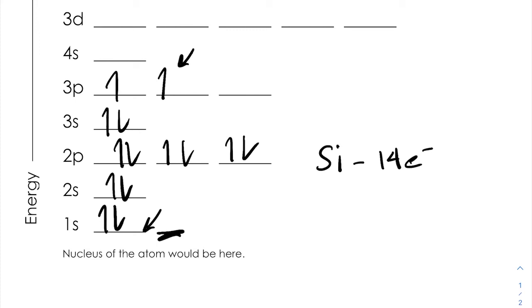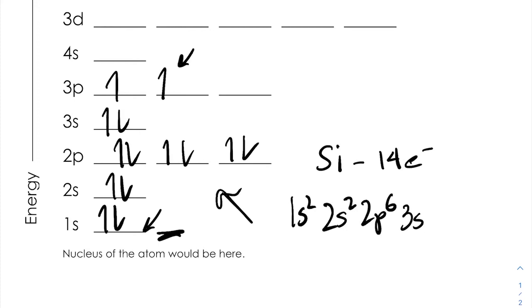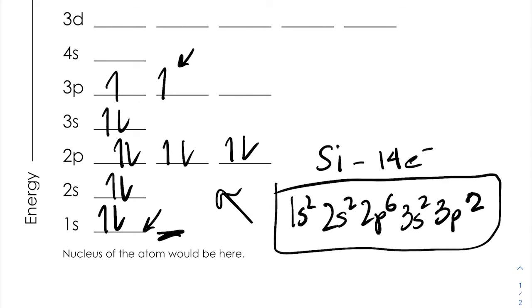So now if I want to write the configuration, this is the work for the configuration. And all I have to do is read what I've written. So I have 1s2 again, and then moving up, I got 2s2, 2p6, 3s2, 3p, and there's 2 of them there, right? So 3p2 at the last spot. So the configuration for silicon is 1s2, 2s2, 2p6, 3s2, 3p2.